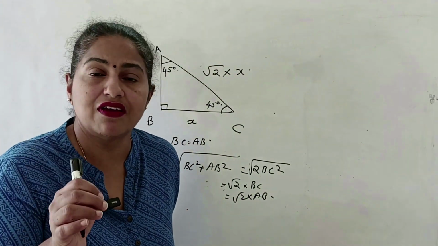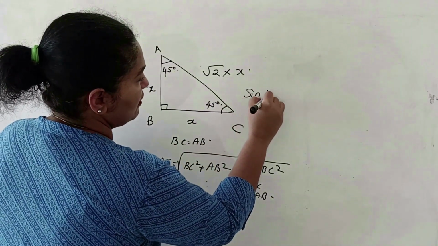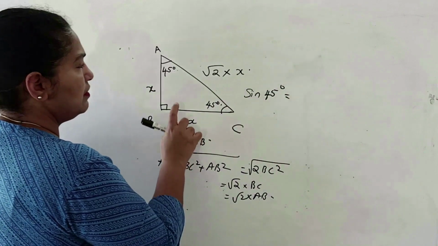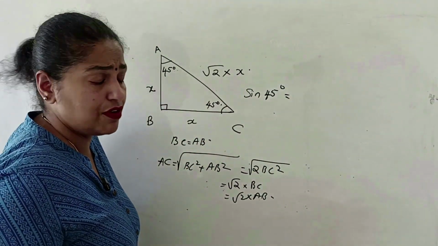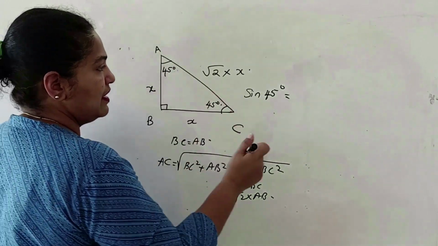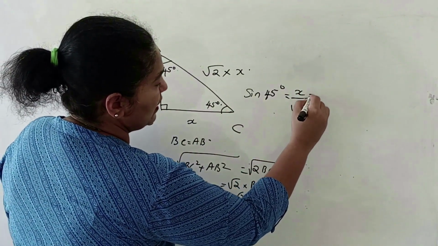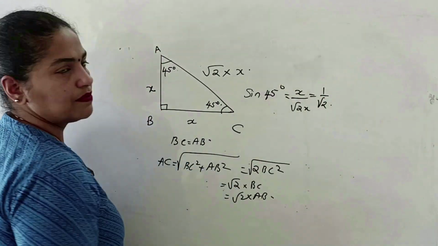Okay. Now let us start finding out the values of sin 45. What is sin 45? Sin 45 is the side opposite. Any 45 you take, it doesn't make a difference. So let us start with the original one. It is BC by AC. So BC is x and AC is root 2x. So I will get 1 by root 2.